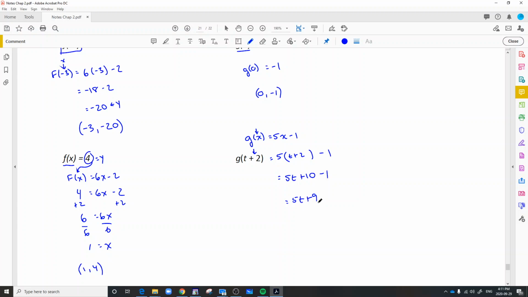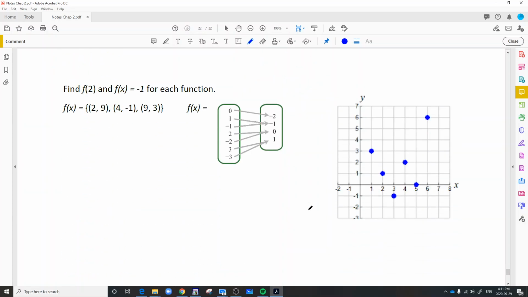At this point, it doesn't seem like there's much use for this, but it's just a way of manipulating different functional expressions. And we do stuff with this later. So this is kind of like your beginning skill. So if your x value was the expression t plus 2, your output or your y value would be 5t plus 9. Okay, moving on.